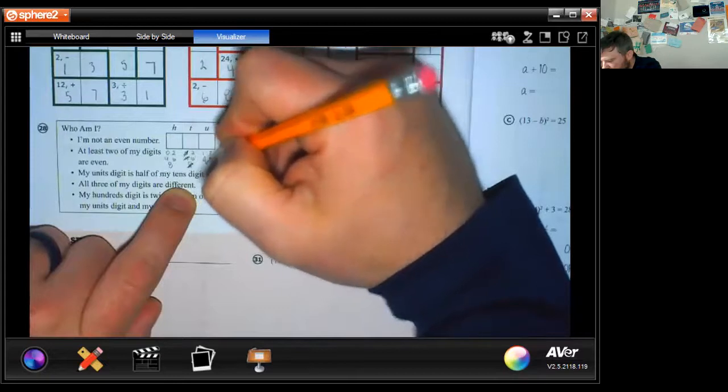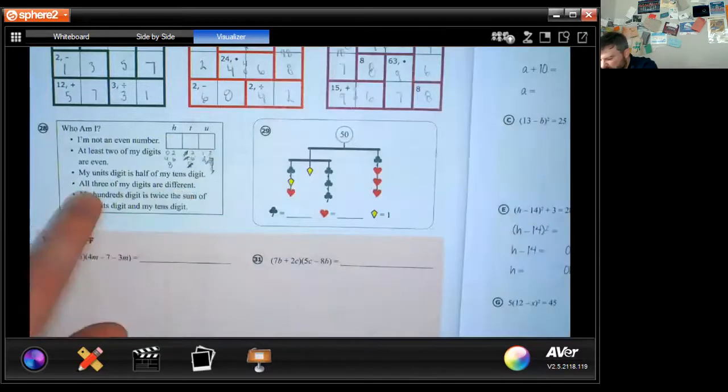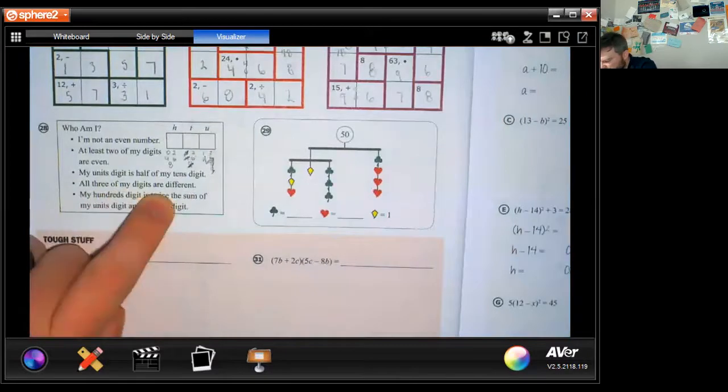So we get rid of all those. All three of my digits are different.